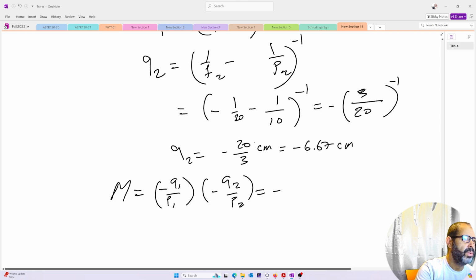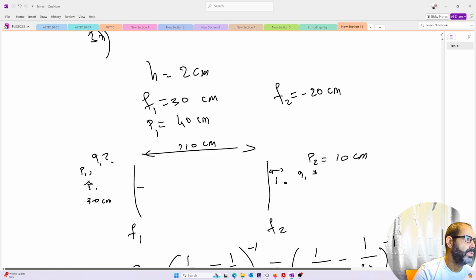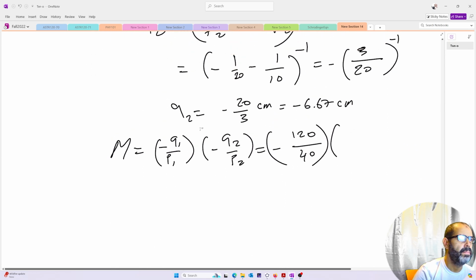Negative Q1 was equal to 120 divided by P1, which was 40 centimeters. So that's the first magnification. Remember, 120, and the object was sitting at 40 centimeters. And Q2 is negative 20 over 3 with a negative sign, okay, the negative value, 20 over 3, divided by P1, and P1 is just 10.